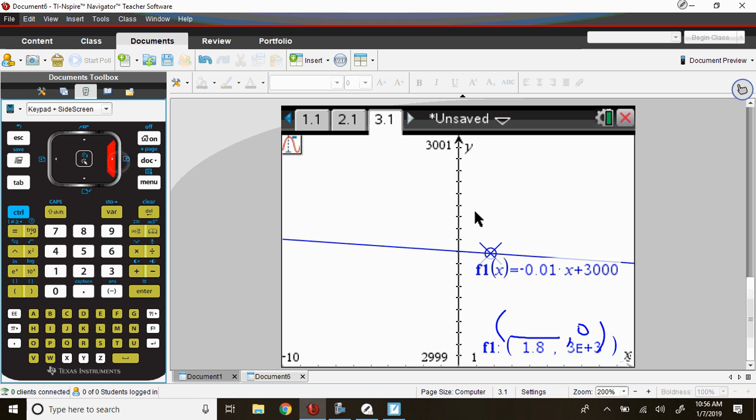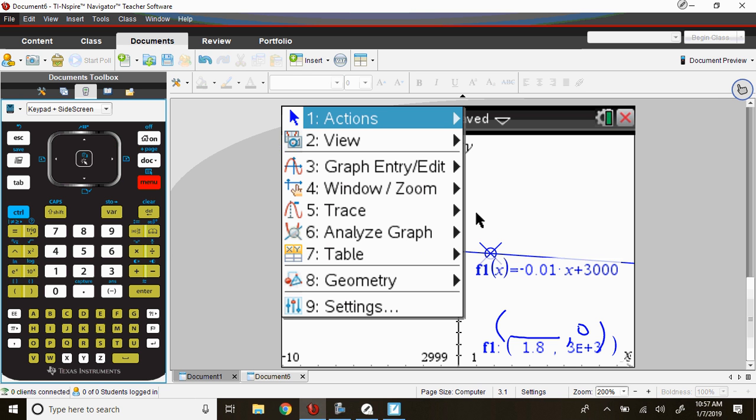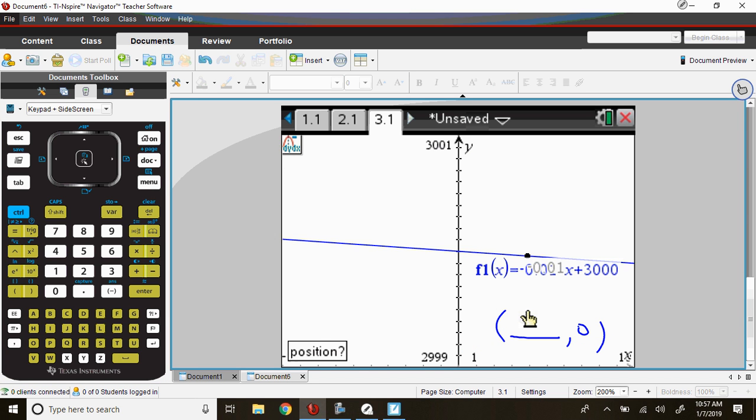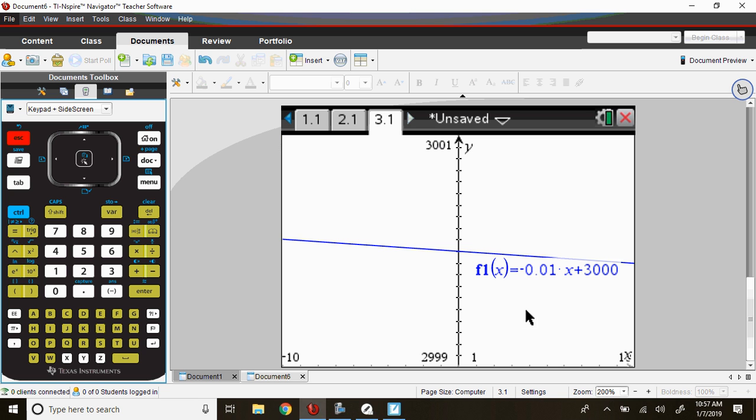The D-pad, we're going to have to do that a long time. Maybe we could do the slope thing. Menu, analyze graph, dy dx, that's slope. Hey, look, the slope's negative 0.01. We got that. So how are we going to find that x-intercept on this?